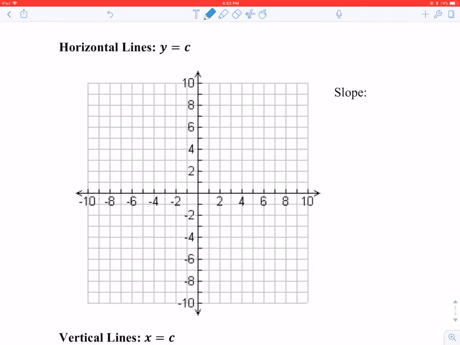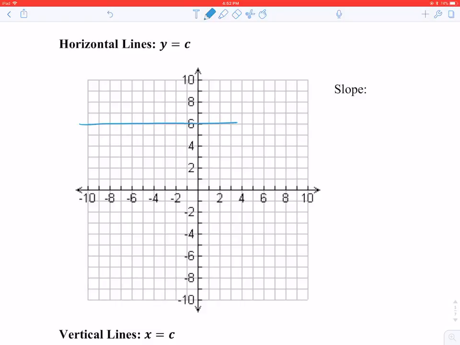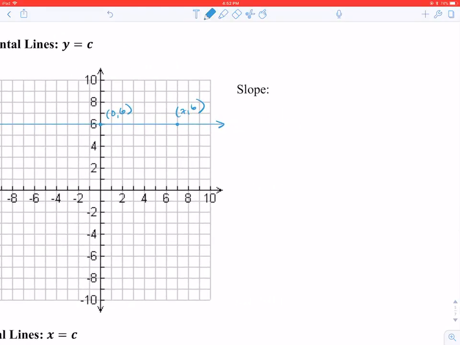All right, so horizontal lines I know you guys are familiar with, so I'm just going to draw a horizontal line. And the equation of all horizontal lines can be written in the form y equals some constant. So like the equation of this line would be y equals 6. And that's because every point that lies on this line, what is that, 7, 6, has a y coordinate of 6. It doesn't matter what x is, y is always equal to 6.